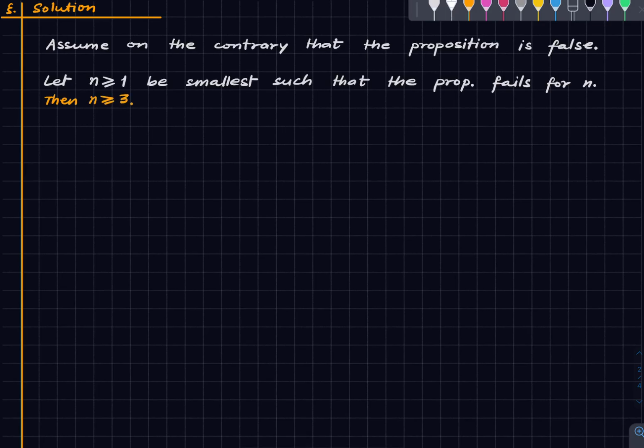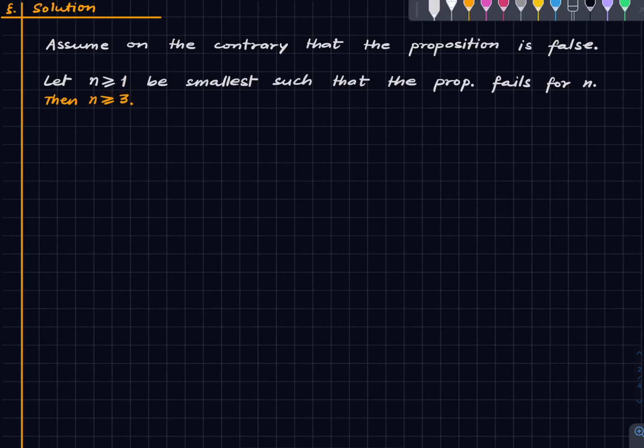Why? Because for n equals 1 and n equals 2, one can just experiment. One can write down all the possible examples and see that yes, indeed, the proposition holds for n equals 1 and n equals 2. So we just assume that n is at least 3. And this is just for convenience.